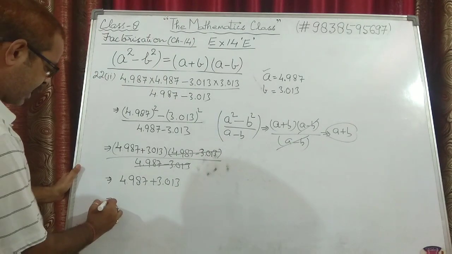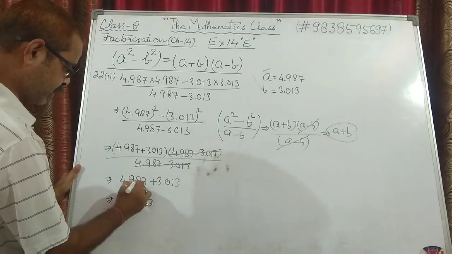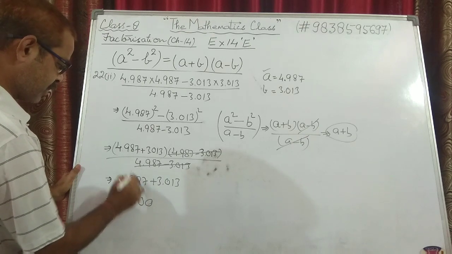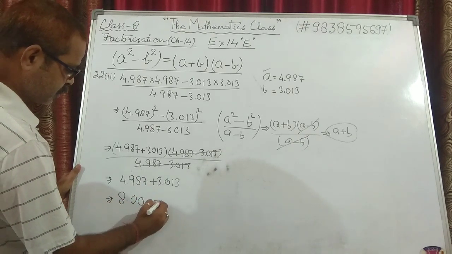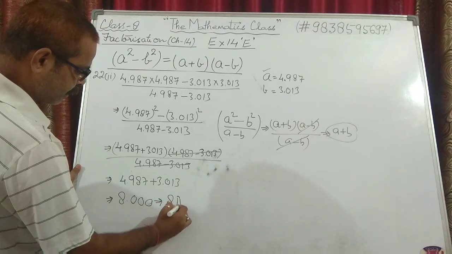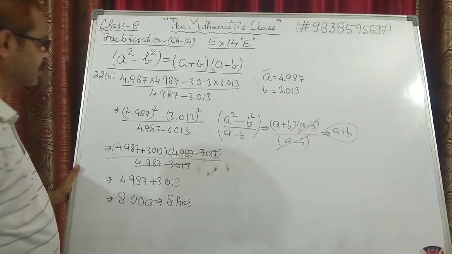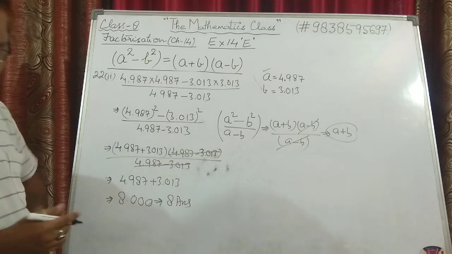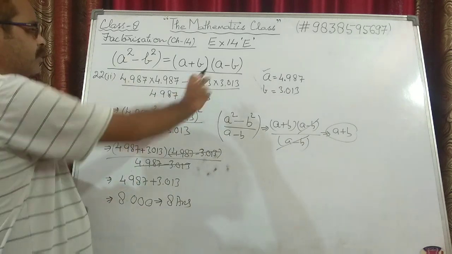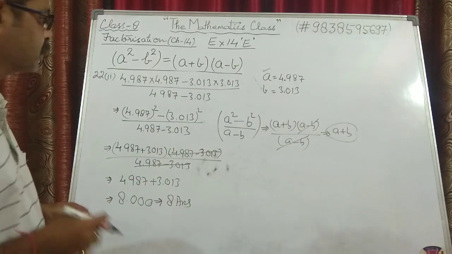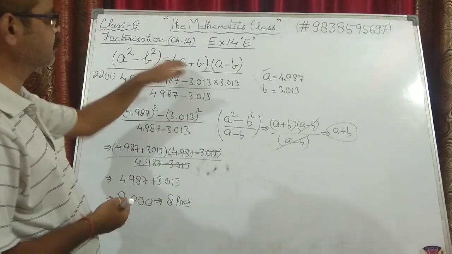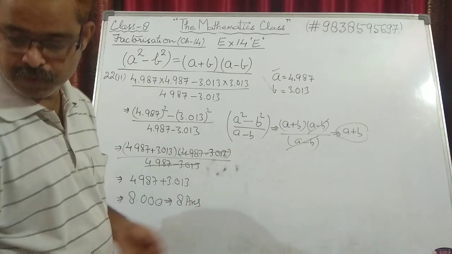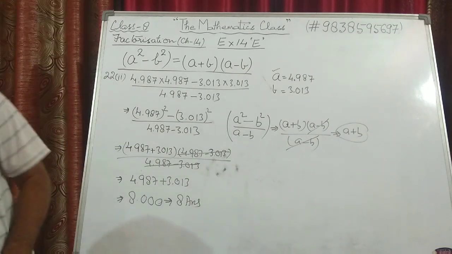So now we'll simply add them up. 7 and 3 is 10, 0, carry 1, 8 and 1 is 9, 1 and 9 is 10, 0, 4 and 3 is 7 and 1 is 8. It means 8.000, or simply you can say the final value is 8. You will get the question as: without actual multiplication, find the value of this. So you have to remember the formula and you need to know the application of this particular formula. Now we move on to the next exercise, that is 14F.